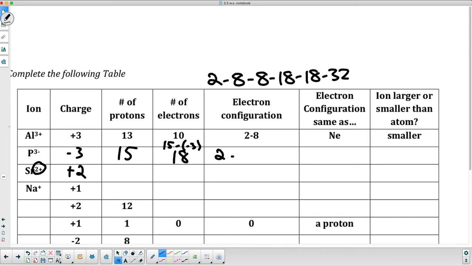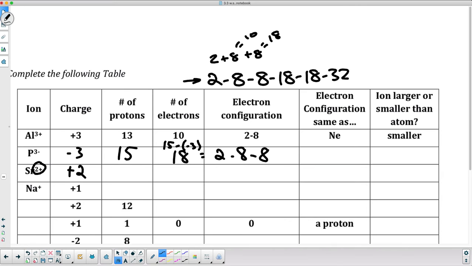Now, with this pattern that I just wrote right here, it looks like I have a whole ton of electrons. Well, I only need 18. So if I add 2 plus 8, that's 10, plus another 8 equals 18. So for phosphorus, I have 2 in the first energy level, 8 in the next energy level, and then 8 in the third energy level, and that equals the total of 18.